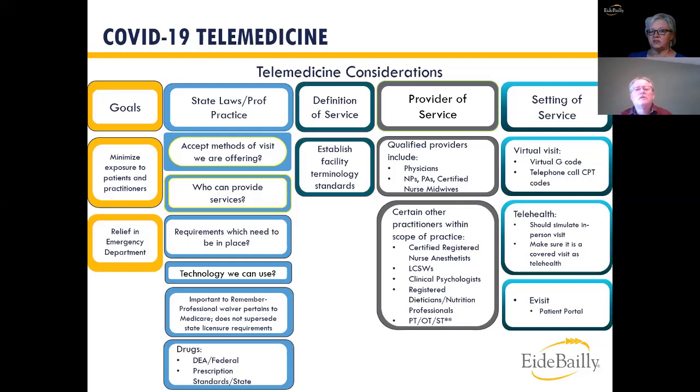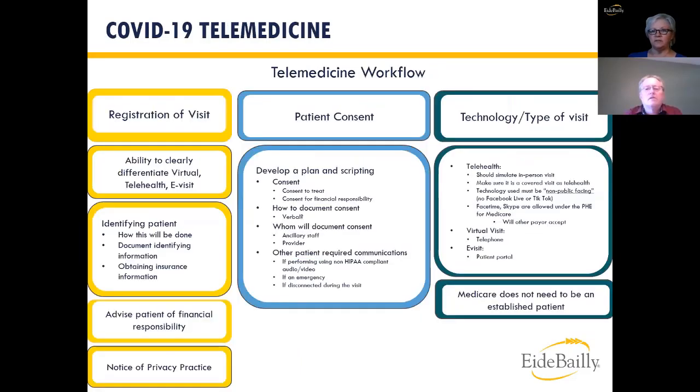And then the setting of the service. Here we've broken down, when we think about telemedicine, there's three parts. There's the virtual visit, which are your telephone call CPT type codes. There is a Medicare G code that we'll talk more about. And then telehealth is really just what would have been the services provided face-to-face with the patient. It includes audio and video because you have to be able to communicate with the patient. And there are also e-visits, and those are the things that might come through a patient portal, such as MyChart or something like that.